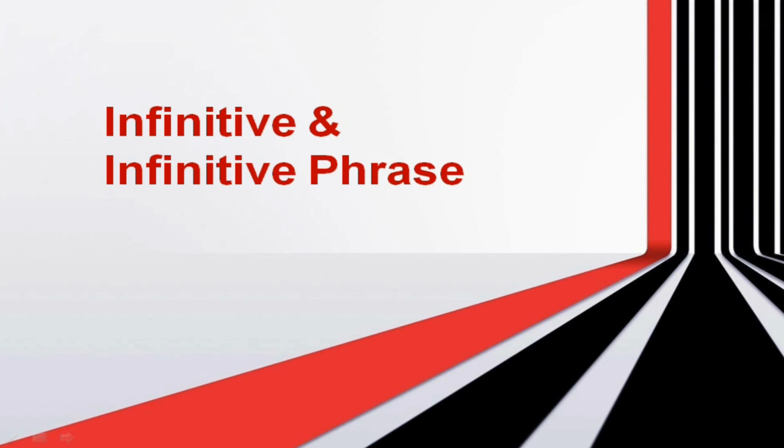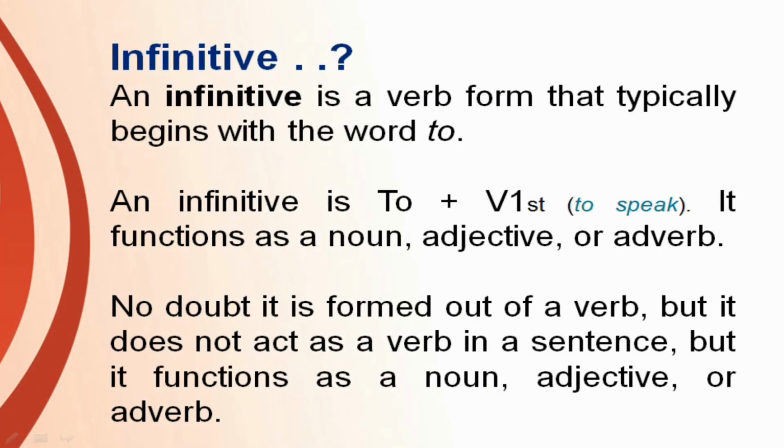Dear viewers, in this video lecture, I'm going to demonstrate infinitive and infinitive phrase. Let's talk about an infinitive. What is an infinitive? An infinitive is a verb form that typically begins with the word to. The structure of an infinitive is to plus verb first form, to speak. It functions as a noun, adjective, or an adverb.